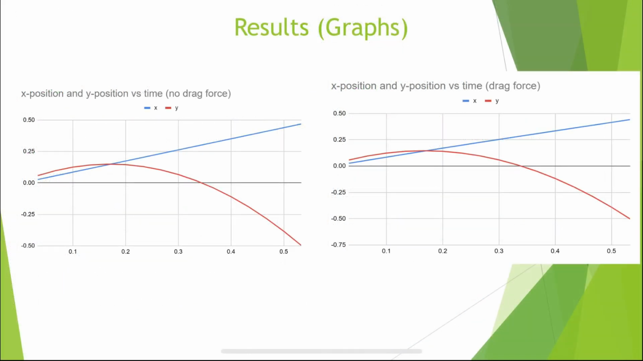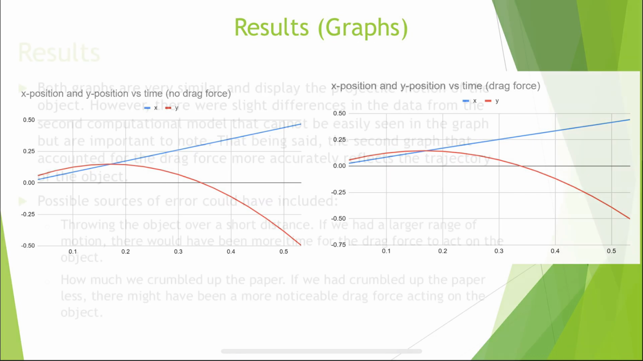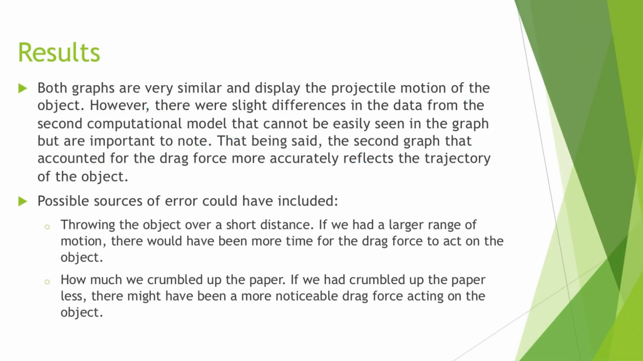These are the results from the computational models, the one on the left being the computational model without drag force, and the one on the right being the computational model accounting for drag force along with gravity. Analyzing the results, we can see that both graphs are very similar and display the projectile motion of the object. However, there were slight differences in the data from the second computational model that cannot easily be seen in the graph, but are very important to note. That being said, the second graph that accounted for the drag force more accurately reflects the trajectory of the object.